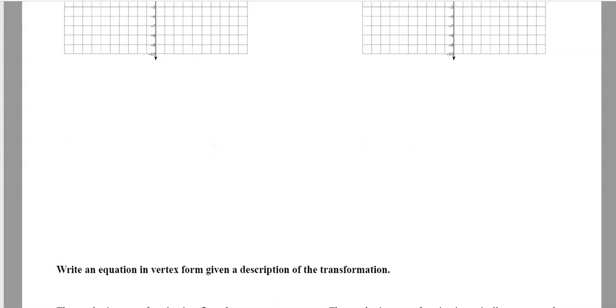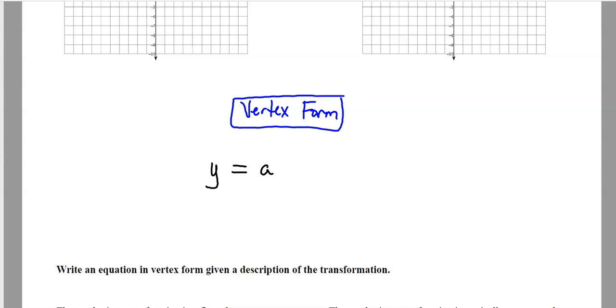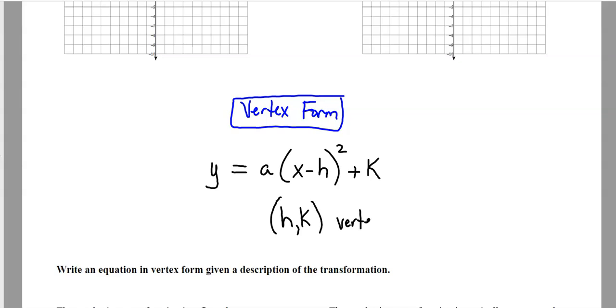In general, I don't know how much it's going to help, but in general, vertex form, just so I kind of lay it out to you. To me, it's more important to just know what it does. But in general, here's what it looks like. It's y equals a(x minus h) squared plus k. And basically, (h, k) is the vertex.